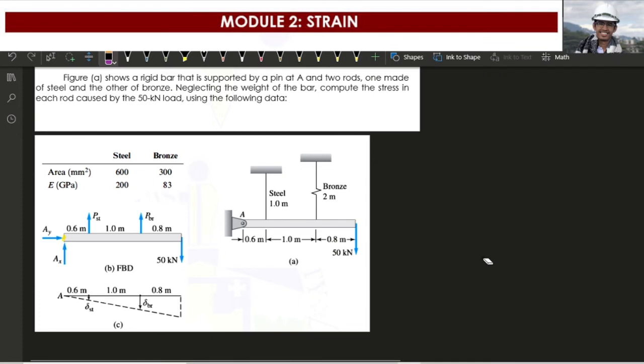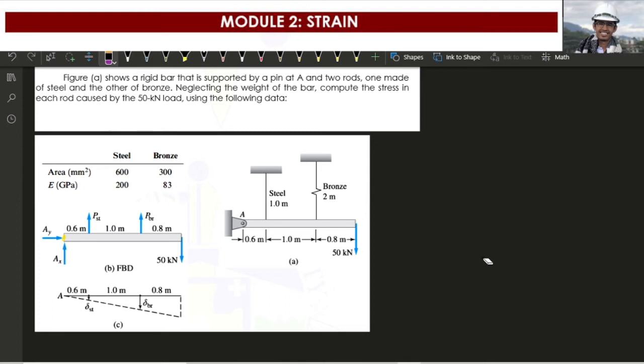So next problem tayo. So a figure A shows a rigid bar that is supported by a pin at A and two rods, one made of steel and the other of bronze. So neglecting the weight of the bar, compute the stress in each rod caused by the 50 kilonewton load. So using the following data, given yung area and modulus of elasticity ng steel and bronze.